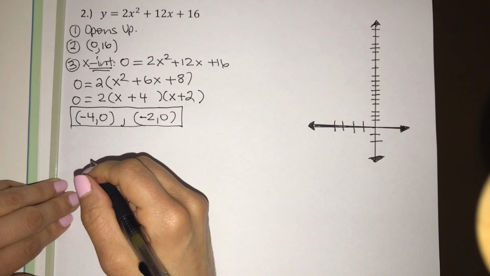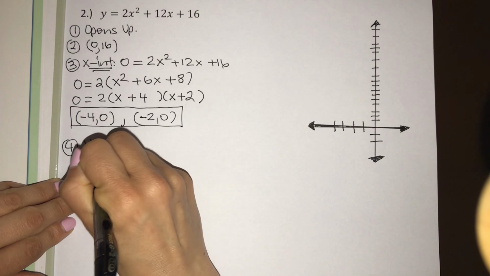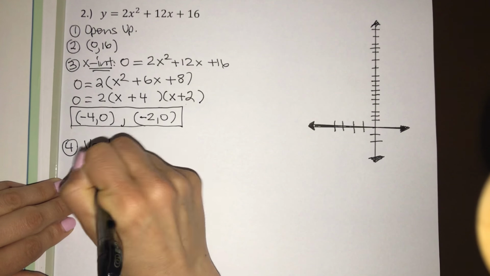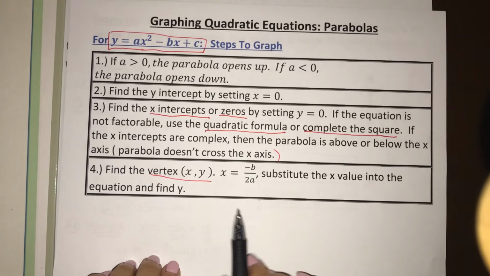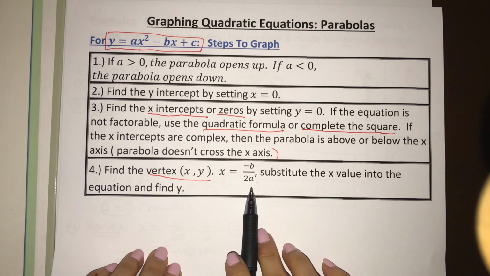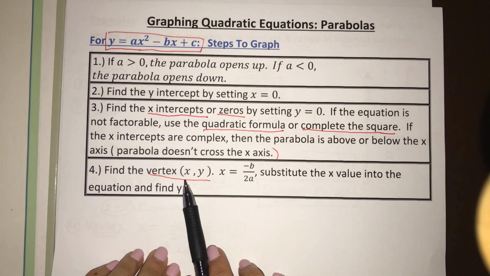And then the last thing I want to do is calculate or find the vertex. The formula for the vertex. Remember, the vertex is an ordered pair. The formula is -b over 2a. That will give you the x coordinate. Then we need to substitute x into our equation to get y. So let's find x first.